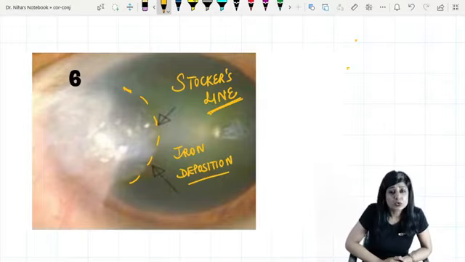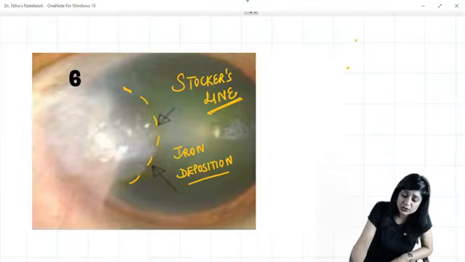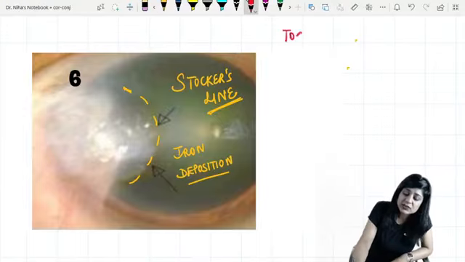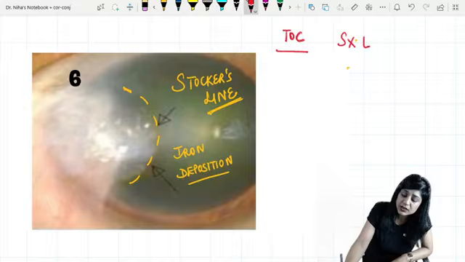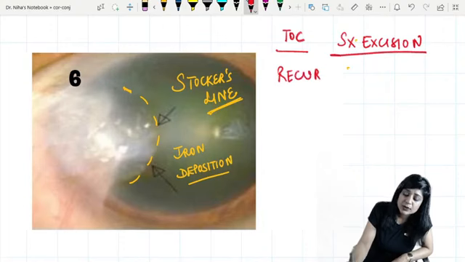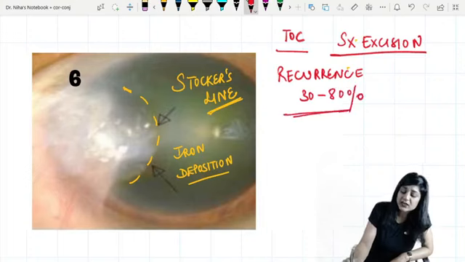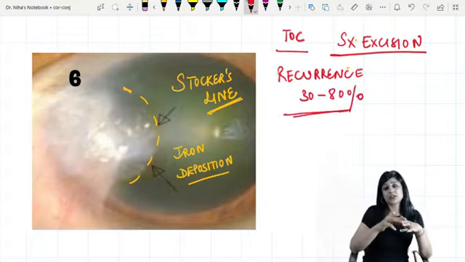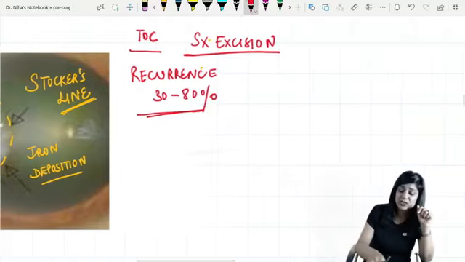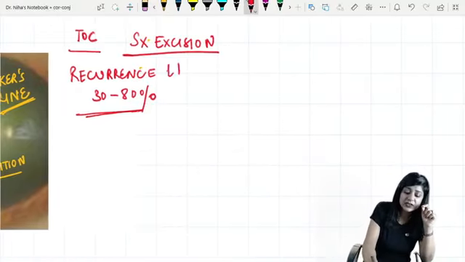So what can I do? I can do surgical excision. The third important thing is the treatment of choice. I can do surgical excision, yes, but the problem is recurrence. Because there are many chances of recurrence, 30 to 80% of cases will recur. So a very very important thing again for FMGs is how to reduce this recurrence.